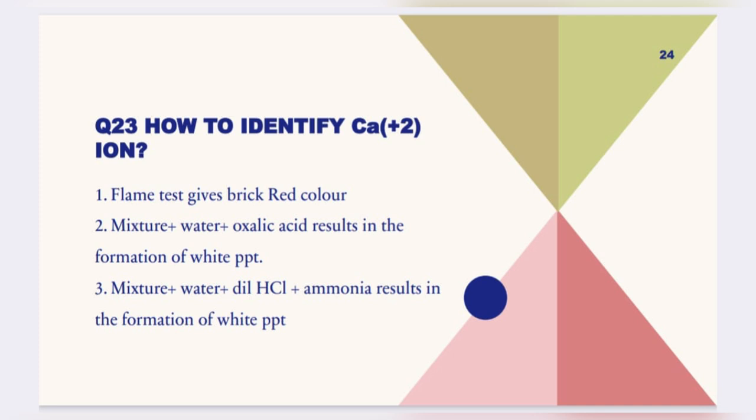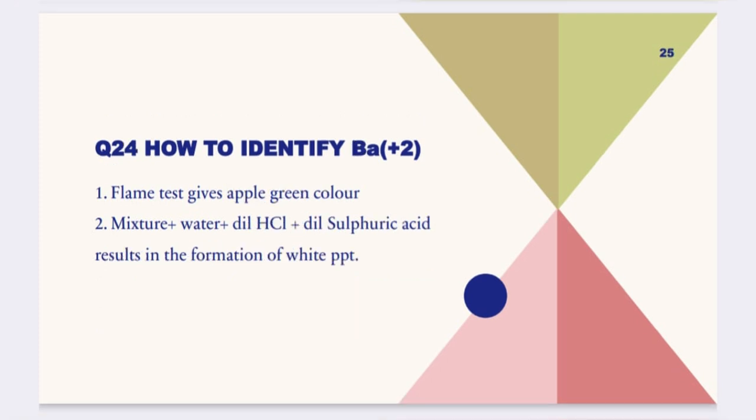So question number 24. How to identify barium plus 2 present in the given mixture? First is the flame test. It gives apple green color. And the second test is you take the mixture, add water to it, add dilute HCl, dilute sulfuric acid. It results in the formation of a white PPT.